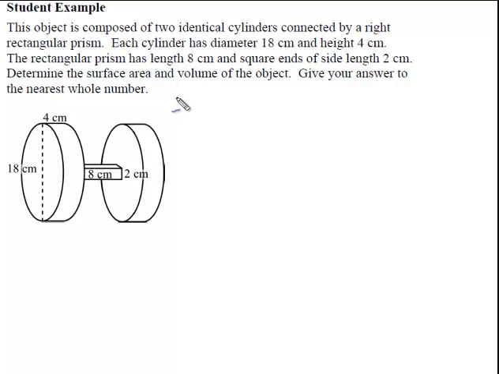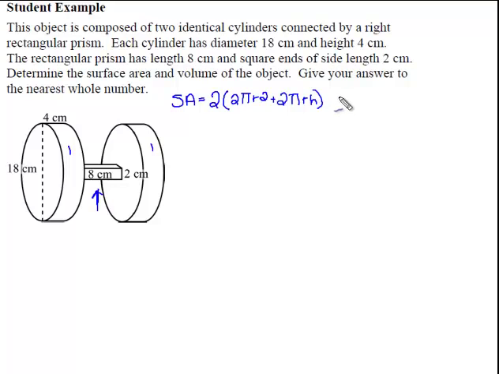Let's determine the surface area first. We have three objects. We have a cylinder and a cylinder, both of them identical, and we have our right rectangular prism in the middle. So we have 2 times the surface area of a cylinder, which is 2 pi r squared plus 2 pi r h. And we have the surface area of the right rectangular prism.